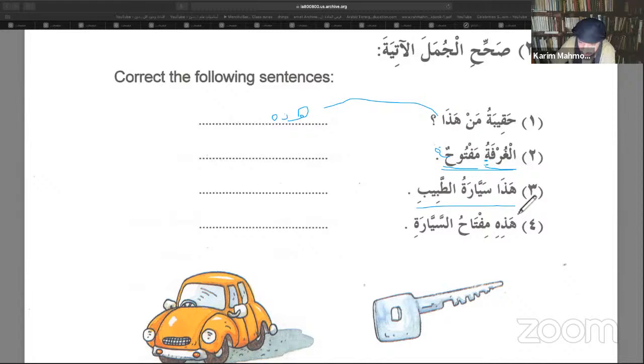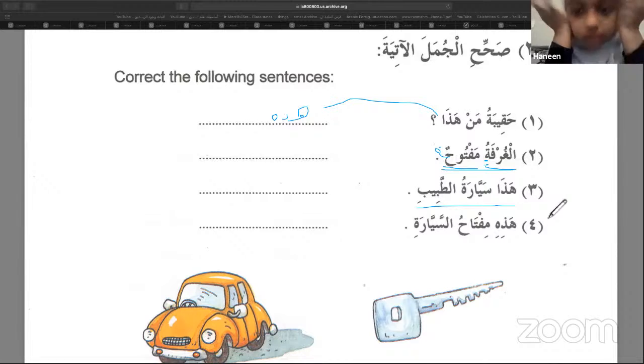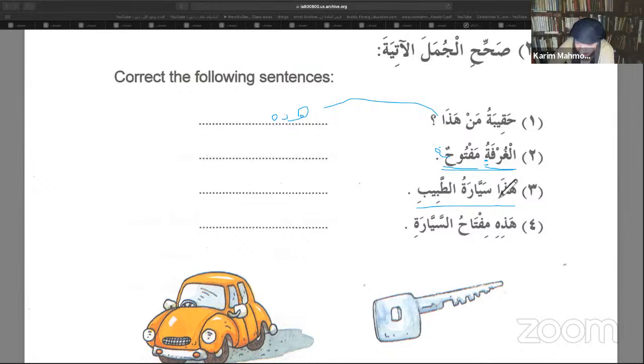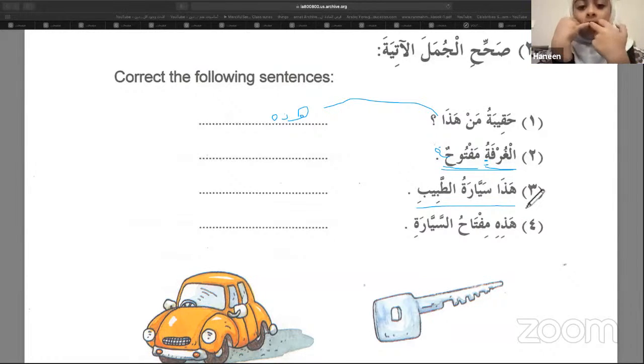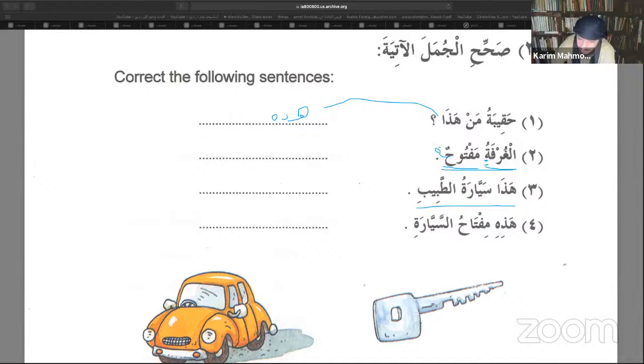الغرفة مفتوح. Good. What does that mean? Oh, no, we did this one already. I'm pointing here. Focus, please. Focus. هذا السرير. هذا السيارة. Maha, why do you do this to me? Why? Mute yourself, please. Okay, هذه سيارة الطبيب.